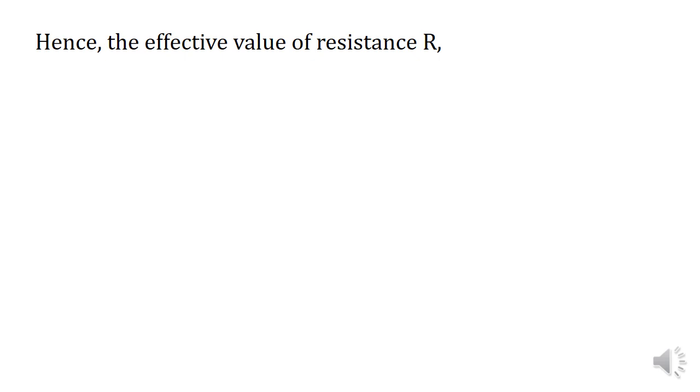Hence, the effective value of resistance R across the terminals A and B, RAB, is equal to R into 1 minus delta. So we can say that in order to control the resistance across A and B, we have to vary the value of duty cycle delta. So we can control the speed of the motor by varying the value of delta.